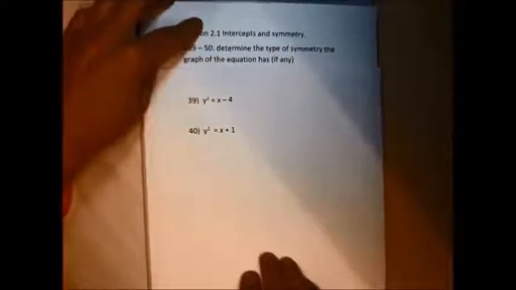The instructions say determine which type of symmetry the graph of the equation has, if any. A graph of an equation will either have x-axis, y-axis, origin symmetry. It could have 2 or 3 of the above, or it might have no symmetry. And I'm going to do these problems in 2 steps.